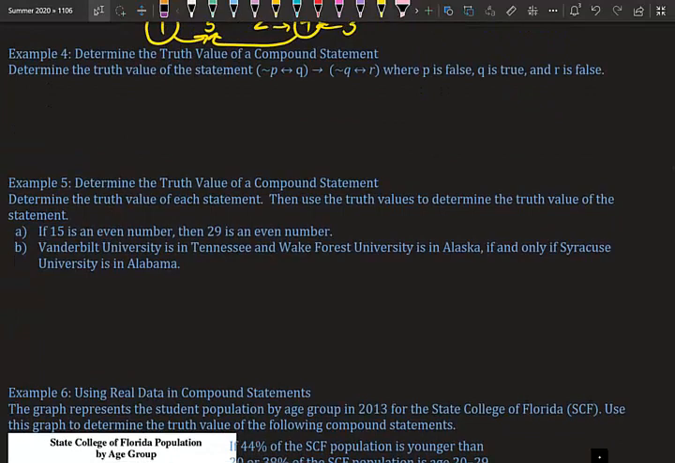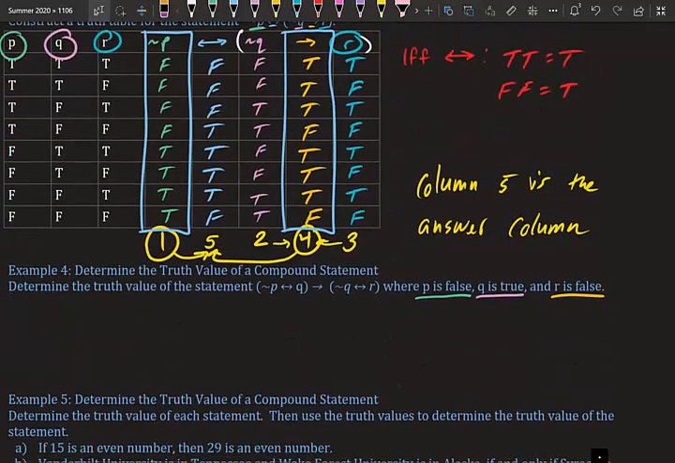Let's determine the truth value of the compound statement. Determine the truth value of negation P, if and only if Q, if then, negation Q, if and only if R. So it's telling us a few things. P is false, Q is true, and R is false. So it's like if we're looking at false, true, false, that. It's like if we were looking at that, but using this statement.